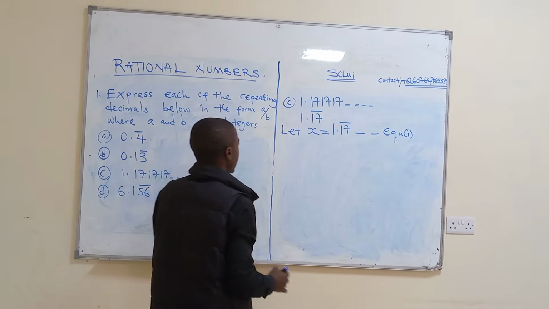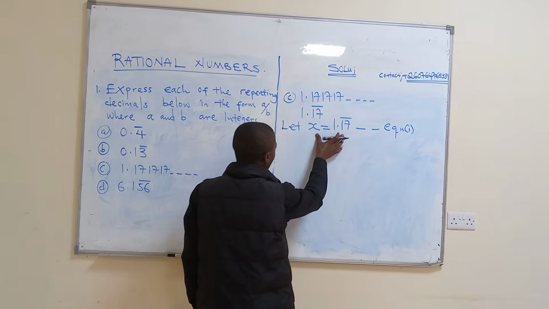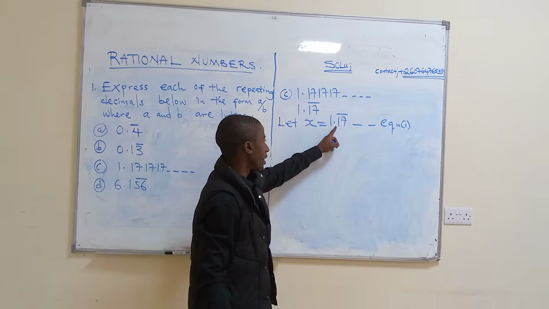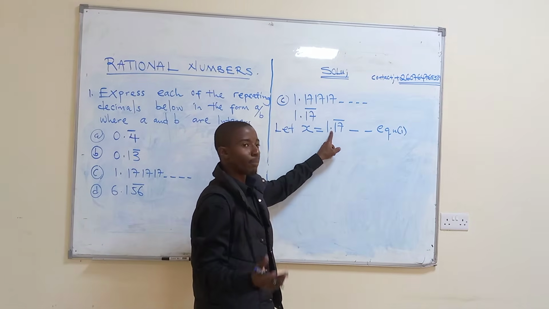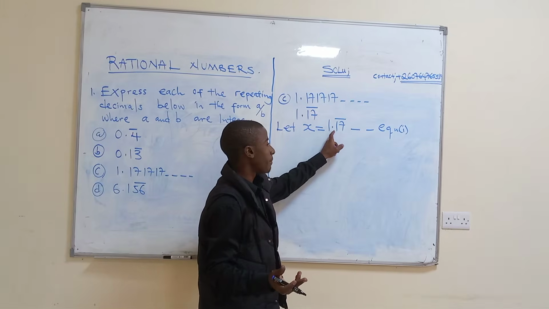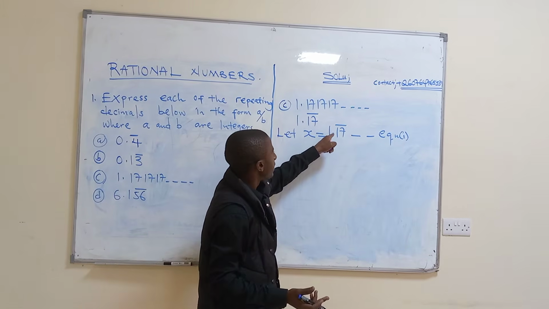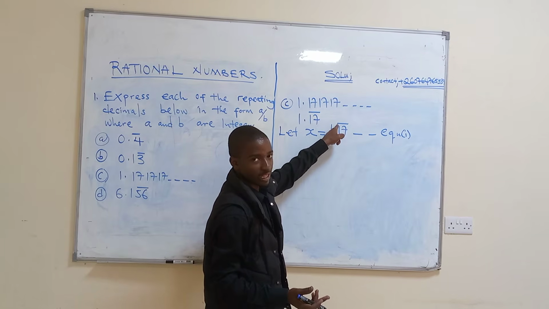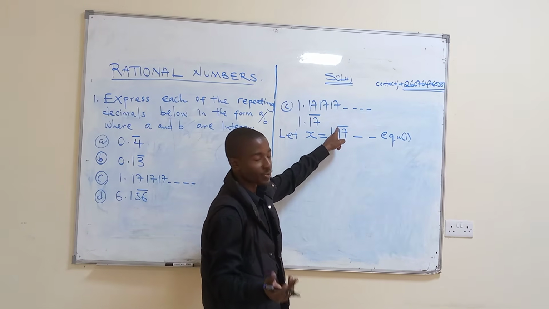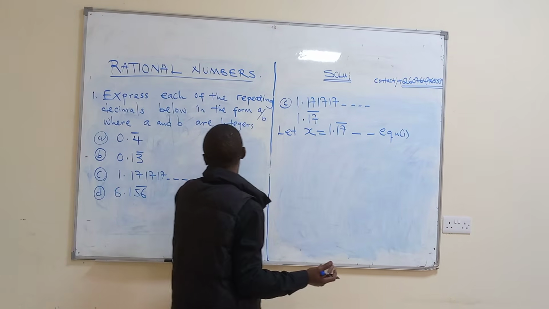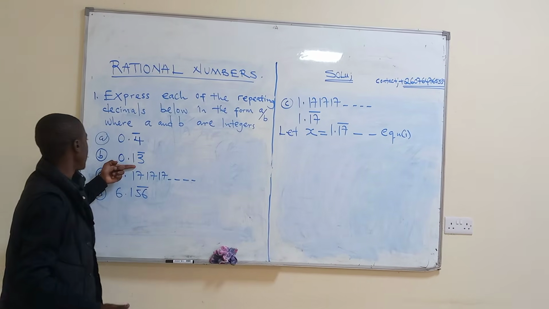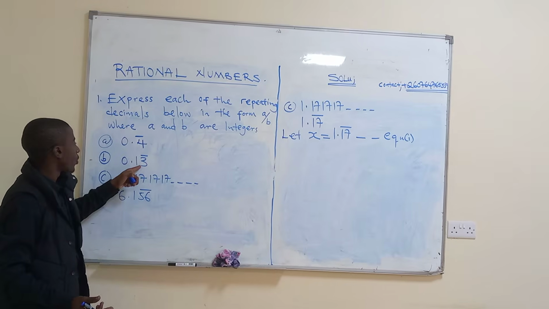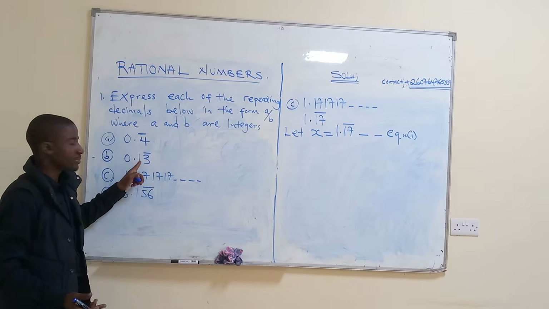And then from there, I should multiply this one by 100. The reason why I'm multiplying this equation by 100 is because I want this decimal point closer to the bar. So I have to multiply by 100. Now in the case of B, it was not towards the what? The bar.